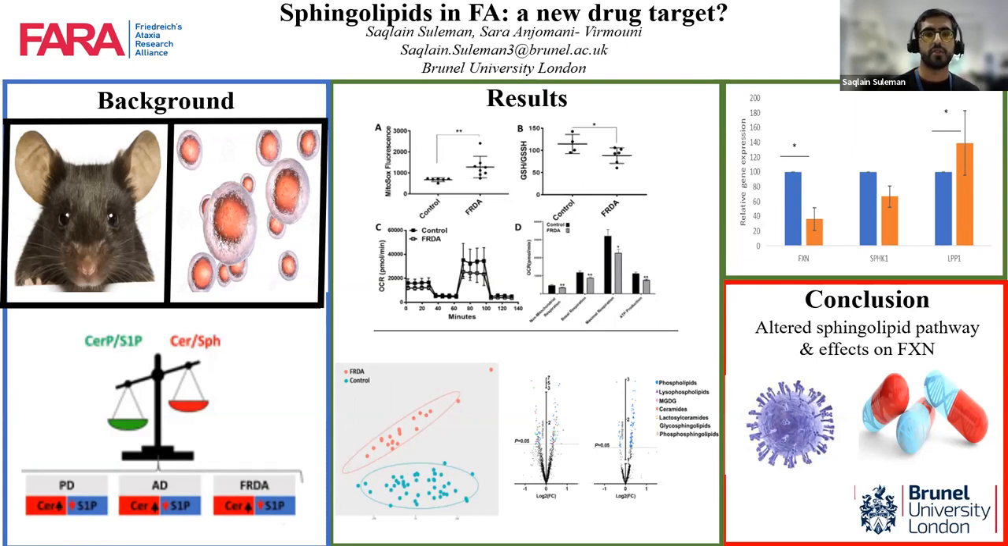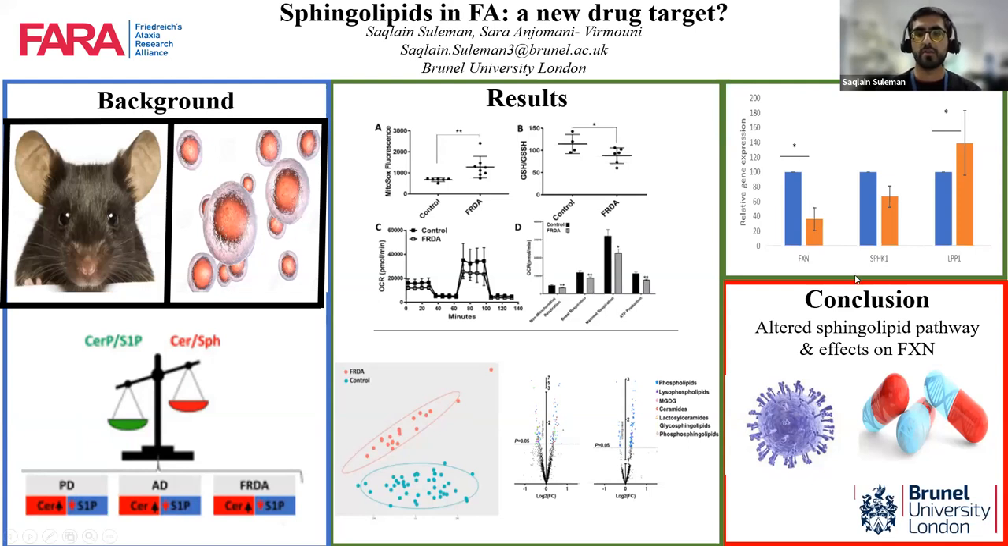We then moved on to using a sensitive mass spectrometry technique to look at these sphingolipids. And as you can see from the bottom diagram, there are a variety of sphingolipids which are dysregulated in the Friedreich's ataxia cell lines and in the mouse models compared to the healthy controls.